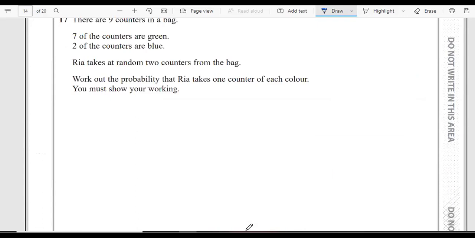Okay. So it says there are 9 counters in a bag. 7 of the counters are green. 2 of the counters are blue. Ria takes at random 2 counters from the bag. Work out the probability that Ria takes 1 counter of each color. What do you think? Do you know how to do it?